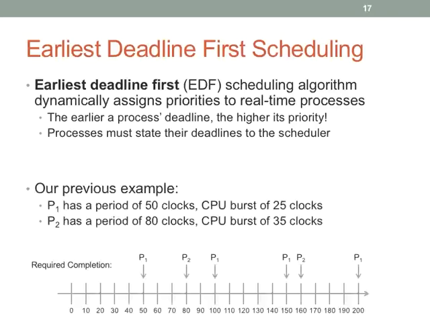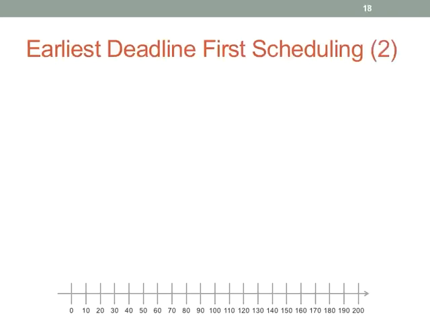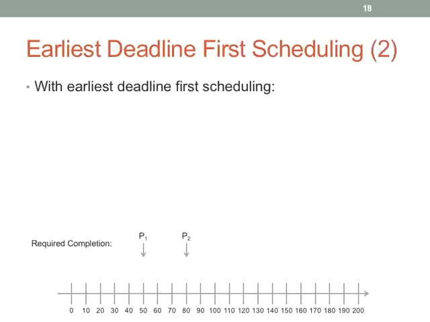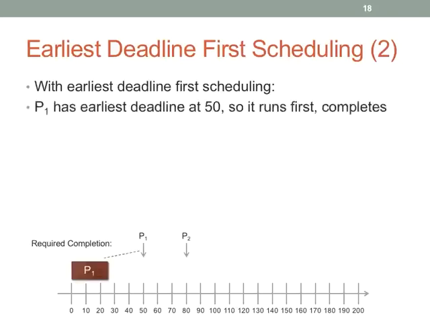Okay, and this is the same example as before. So P1 has a period of 50 clocks, CPU burst of 25 clocks. P2 has a period of 80 clocks and a CPU burst of 35 clocks. This diagram gets a little bit more complicated. I apologize. It's just hard to draw. So you have P1 and P2. These are their requirements. And so P1 has the earliest deadline. Remember, P1 and P2 are both in their window. They can both run, but P1 is closest to its deadline, so it gets to run first.